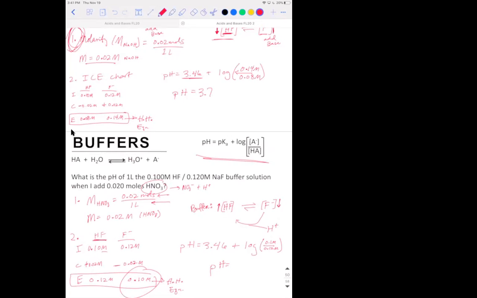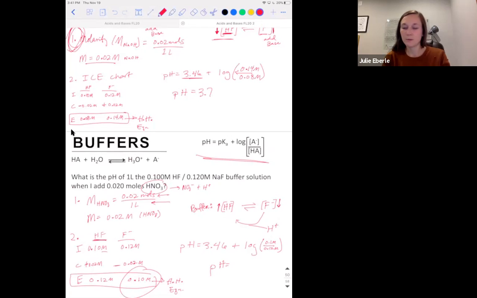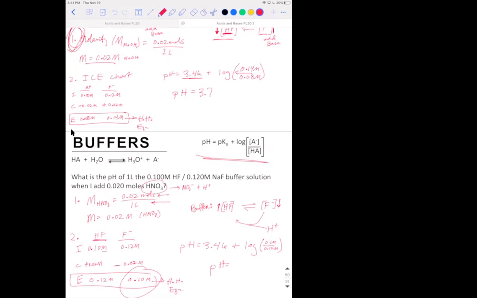I have one more probably dumb question. No dumb questions here. Okay, how do you know if you add or subtract? Is it about the conjugate base and weak acid? I was just curious.